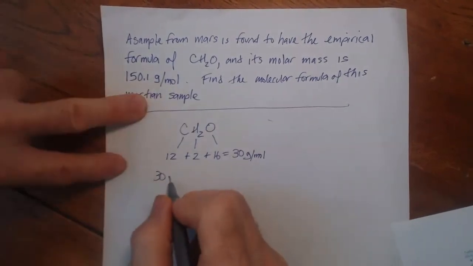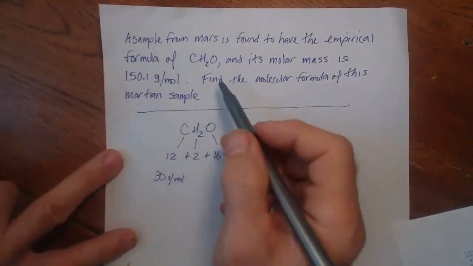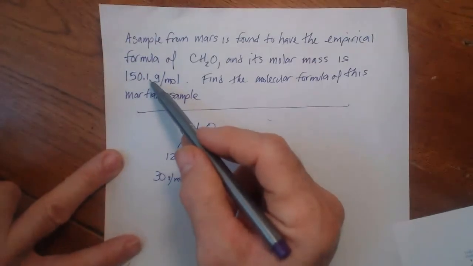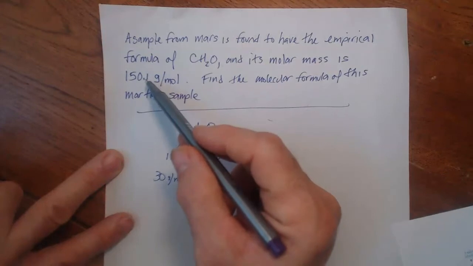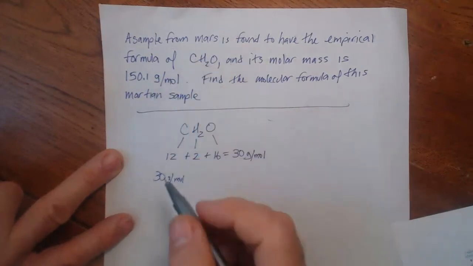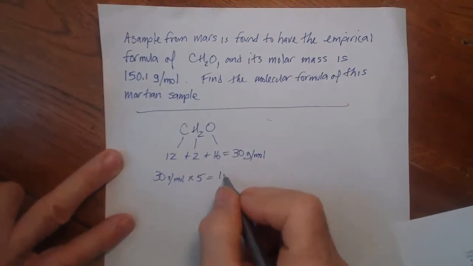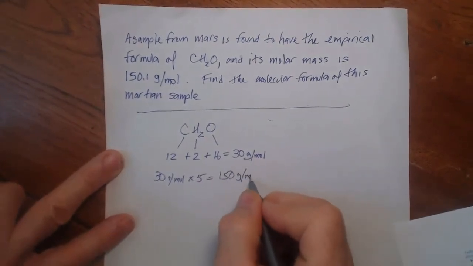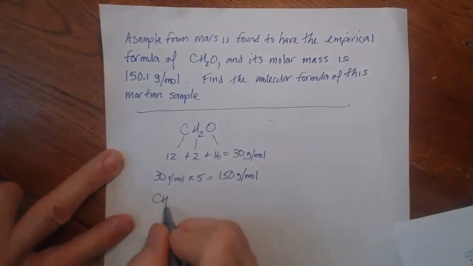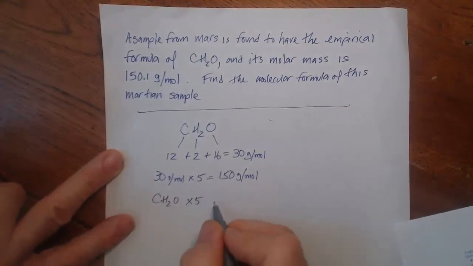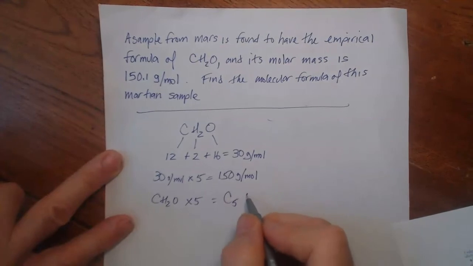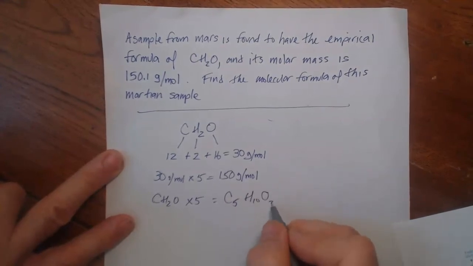30 grams per mole is not the molecular formula. The molecular formula is always a multiple of the empirical formula. And if you multiply that by 5, you get 150 grams per mole. So CH2O times 5 equals C5H10O5.